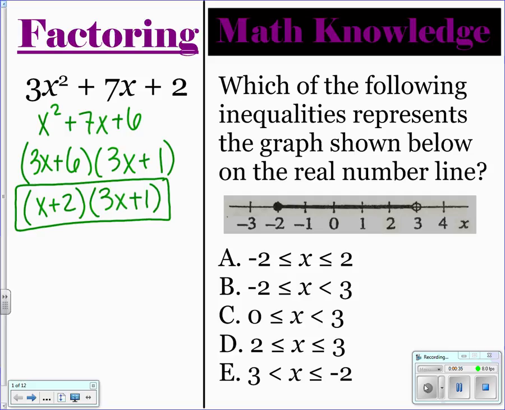For the math knowledge question, you're setting up inequalities. You have a solid shaded in circle here, so you're going to have an or equal to at -2. So that's going to throw out this one and this one. And also this one, that doesn't even make sense. And then you're going to have an open circle at 3. So your answer is going to be B there.